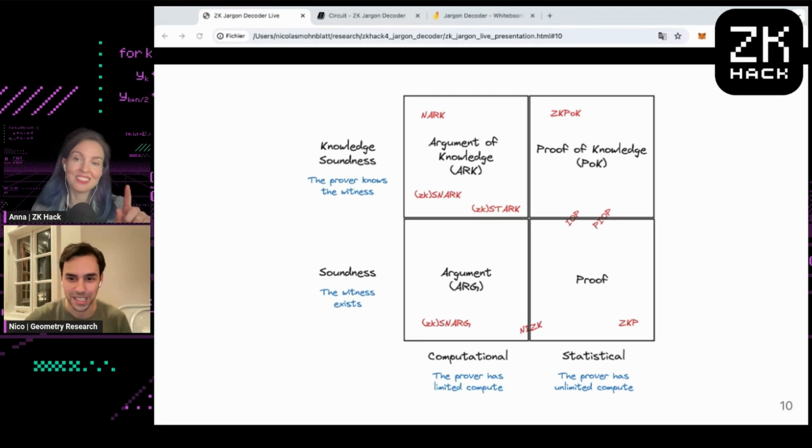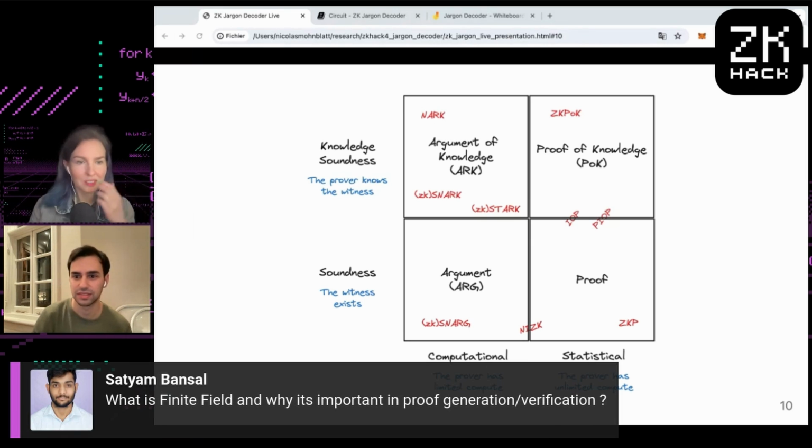One person asked, I think we could talk about here, which is finite fields. So what is a finite field? Because we hear that term a lot in this world. And why is it important in proof generation or verification?